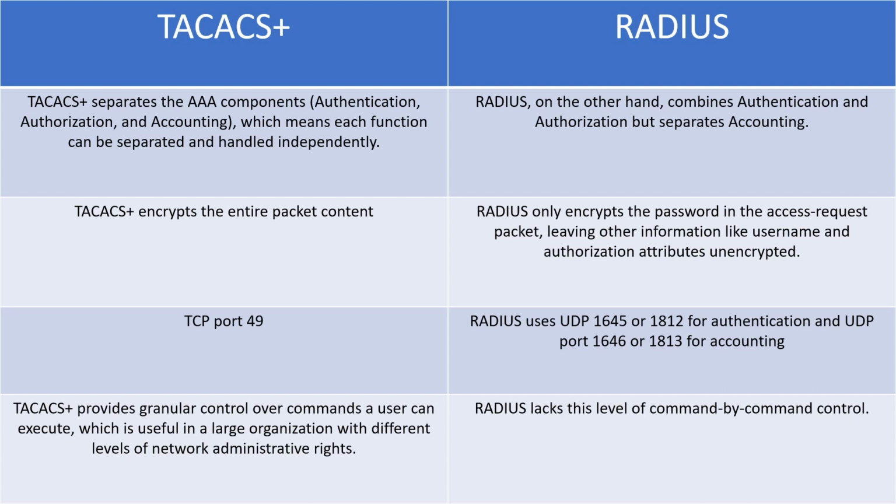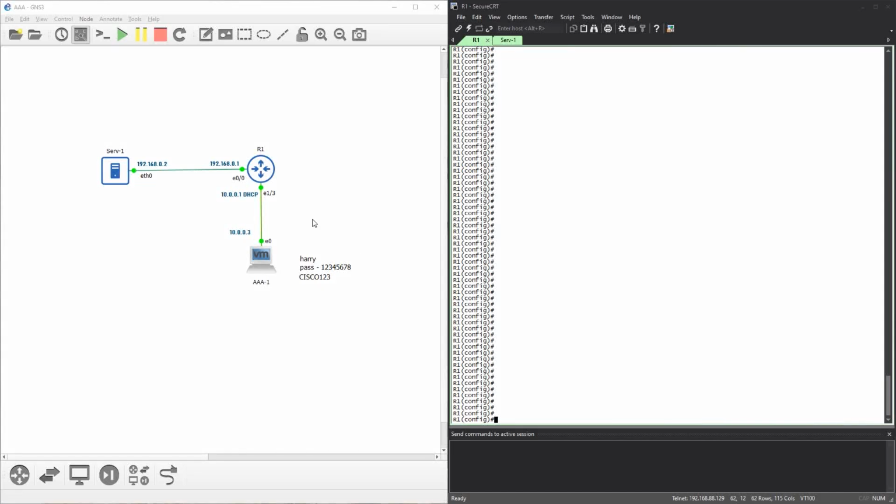Okay, so let's move on to the lab now. This is our topology for today, and we'll be configuring AAA authentication services on the router R1. And here I have my AAA server. I have pre-configured this server with my username and password and authentication key for the AAA services. We'll see that later in the video. And this server one is just a client that we'll be using to SSH into the R1 router. So let's get started.